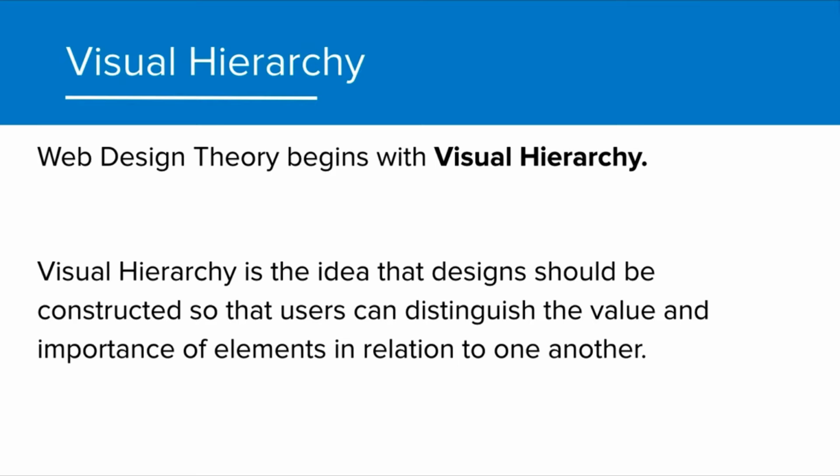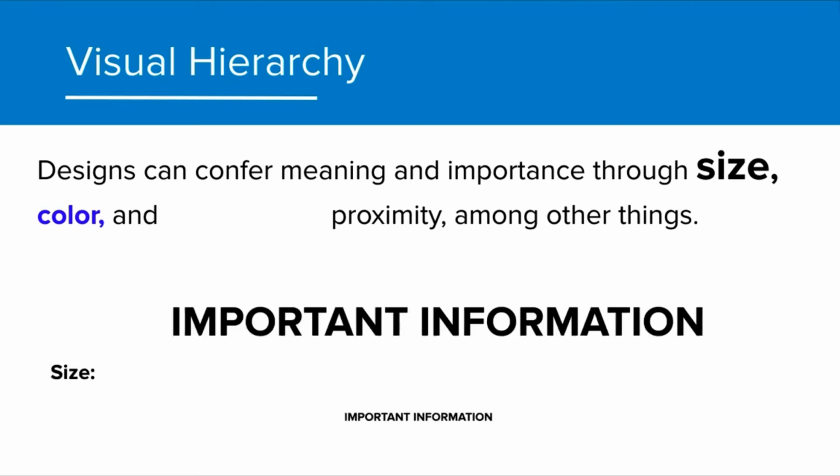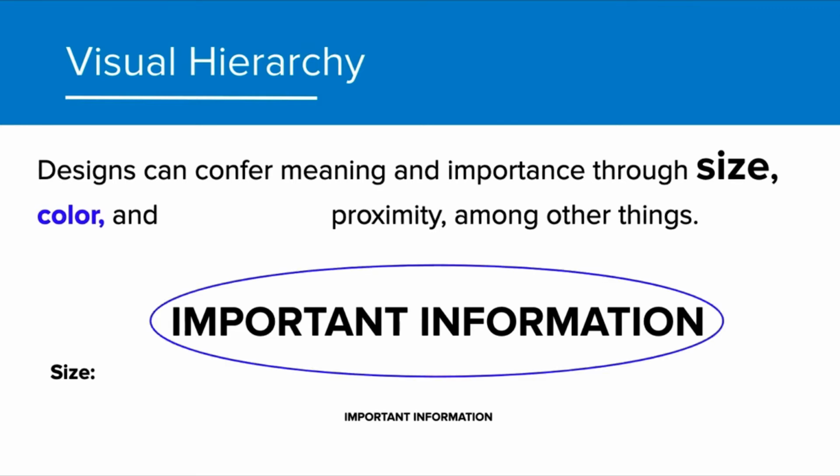So what exactly does that mean? It means that designs can create and assign meaning and importance through their size, color, proximity, and many other design considerations. Consider these two headers. Even though both of them have important information, the one that users would immediately gravitate towards is the larger one. We've assigned meaning by changing the size, indicating that this one is more important than the one that we've decided to remain small.